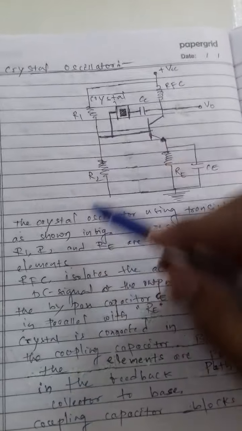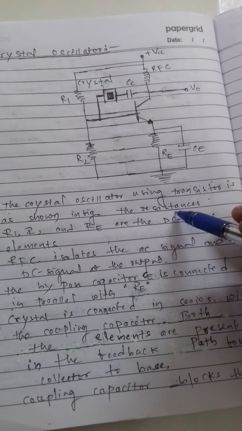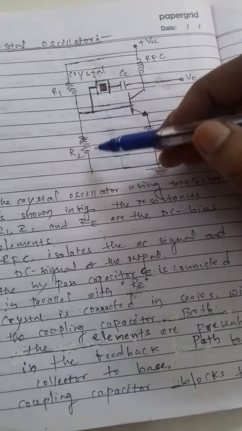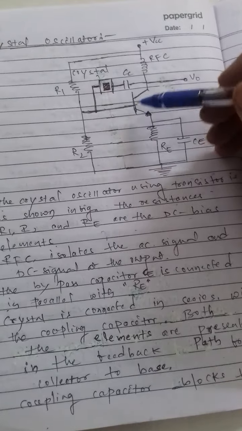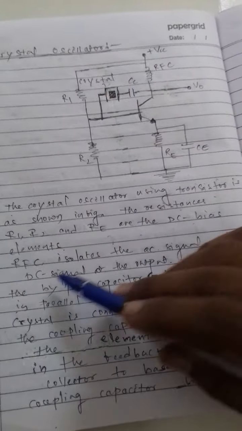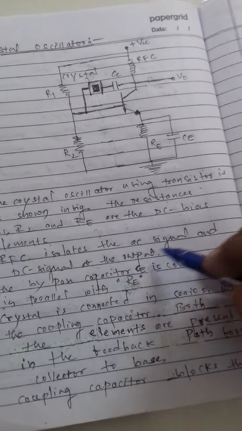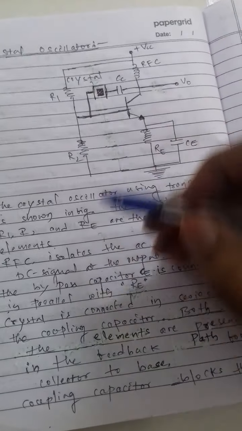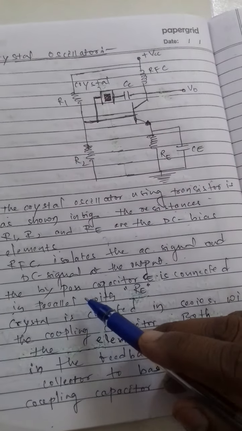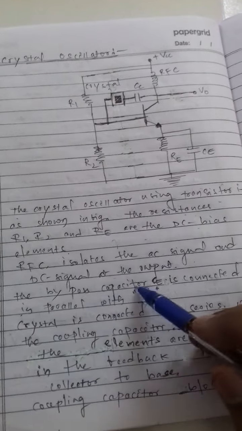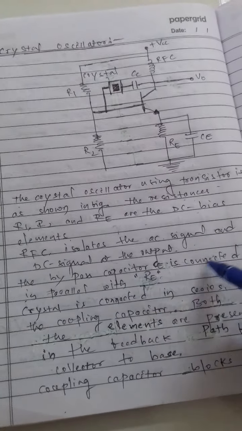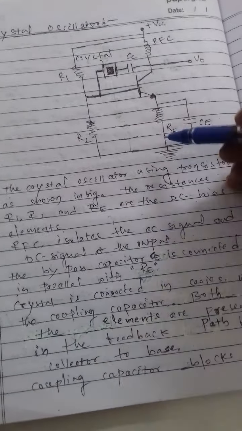The crystal oscillator. A crystal oscillator using a transistor is as shown in the figure. The resistances R1, R2 and Re are the DC biasing elements for the transistor. The RFC coil isolates the AC signal and the DC signal at the outputs. The bypass capacitor CE is connected in parallel with the resistance Re.